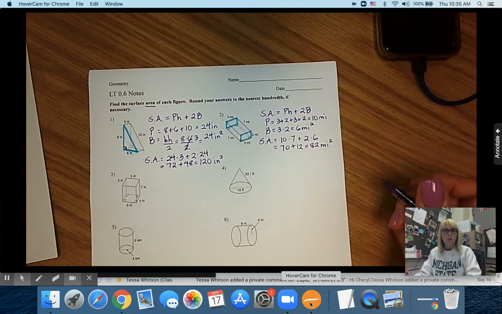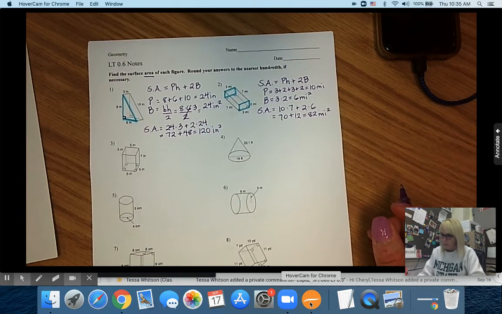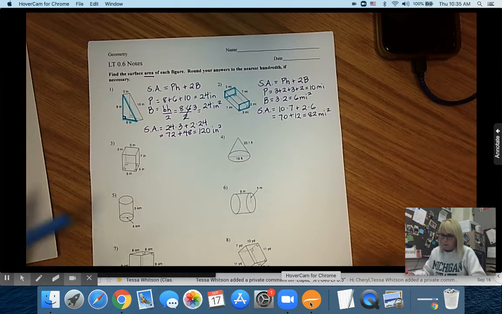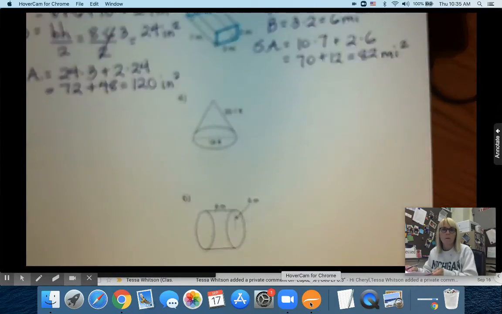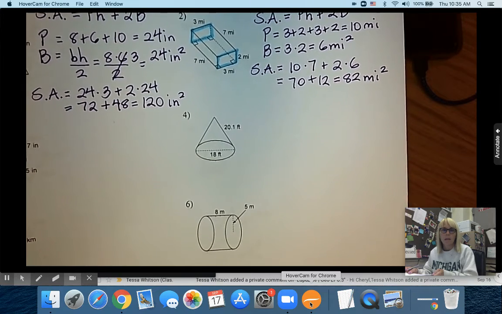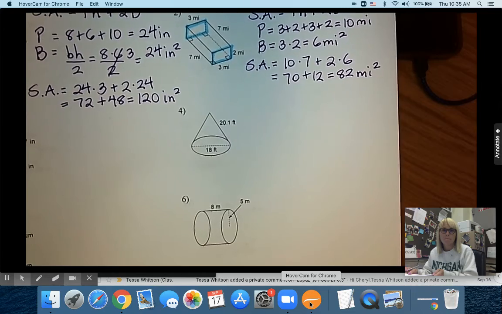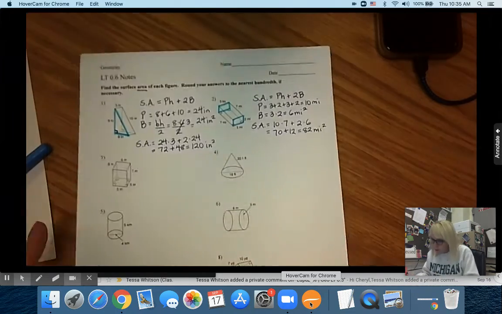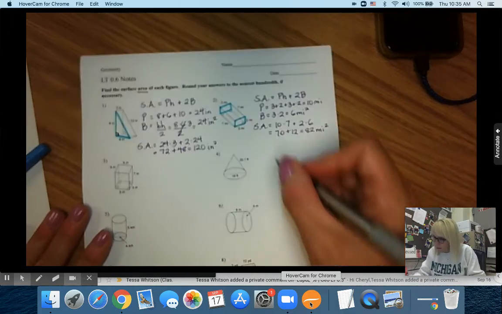Okay, so those are examples of 2 prisms. I'm not going to do another prism right now. That's plenty of those. Let's go to number 4. So on your notes page, number 4, I want you to identify, I'm going to pause, identify what kind of solid this is. Okay, so coming back, this has non-polygon bases and it is a cone.